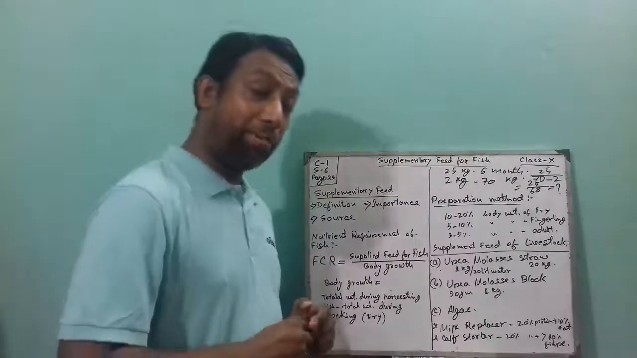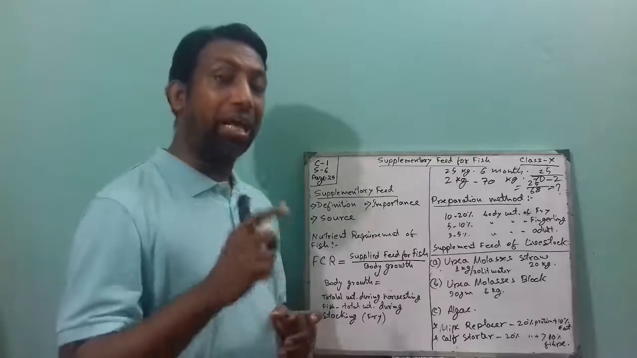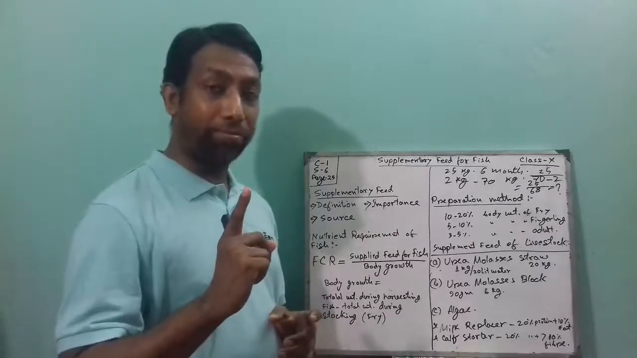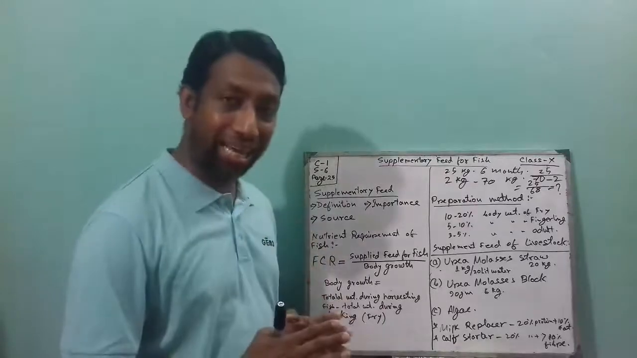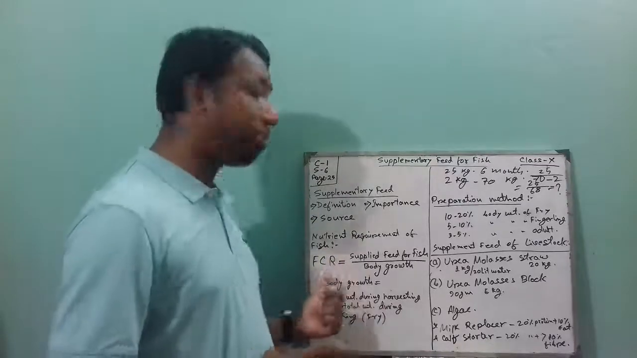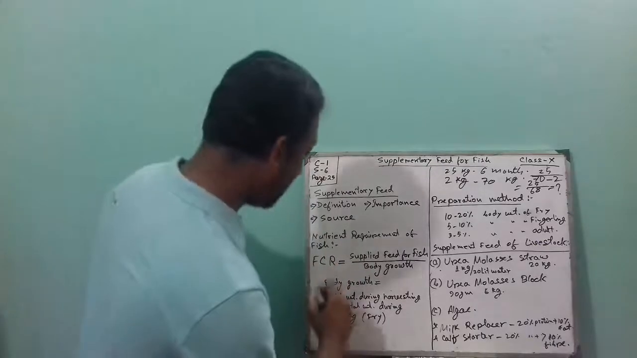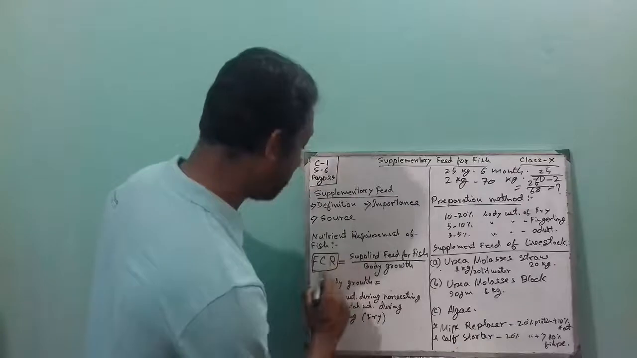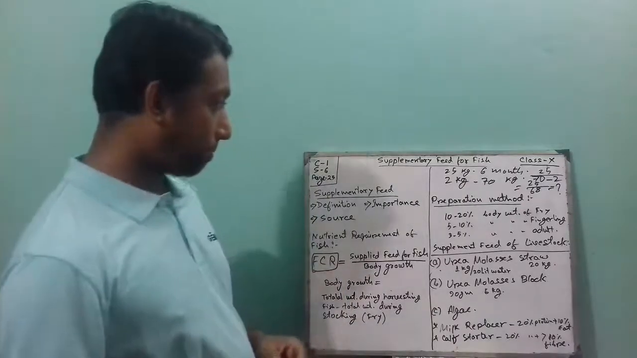Remember, the FCR value should be less than 1. The lower the FCR value, the better it is for your pond. So this is very important. This FCR value is very important for your exam.